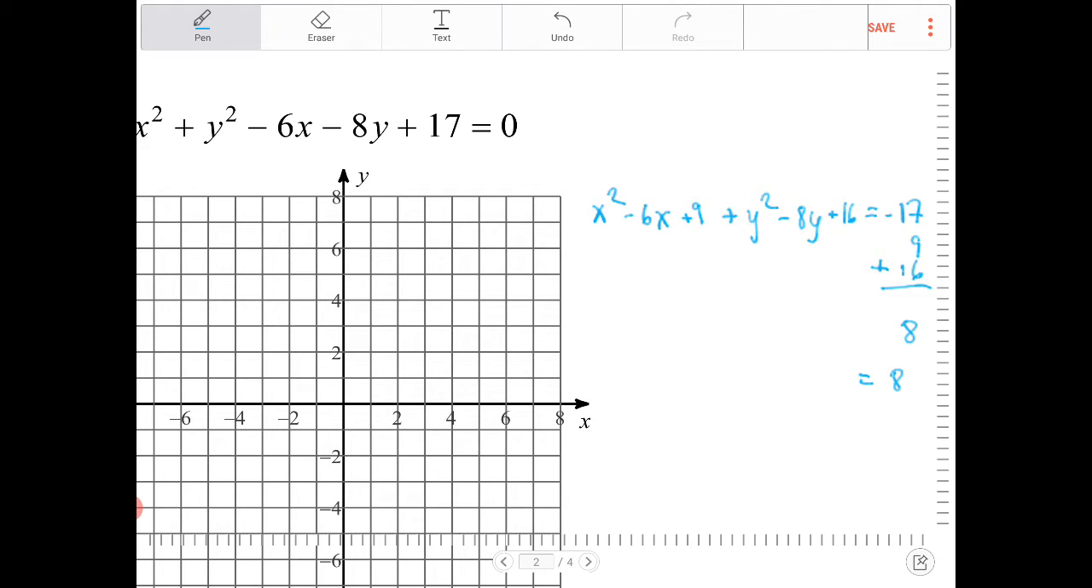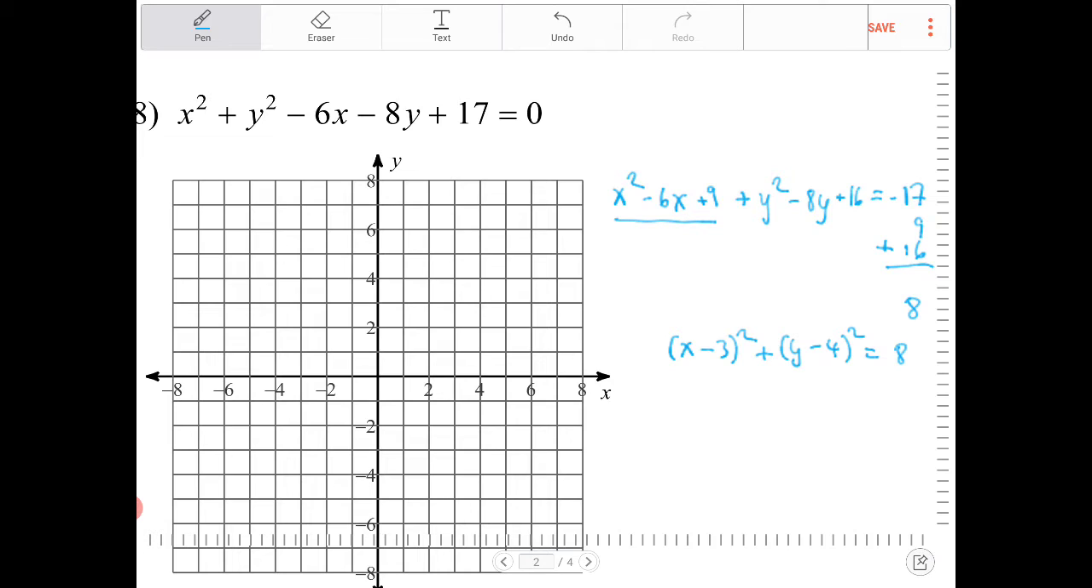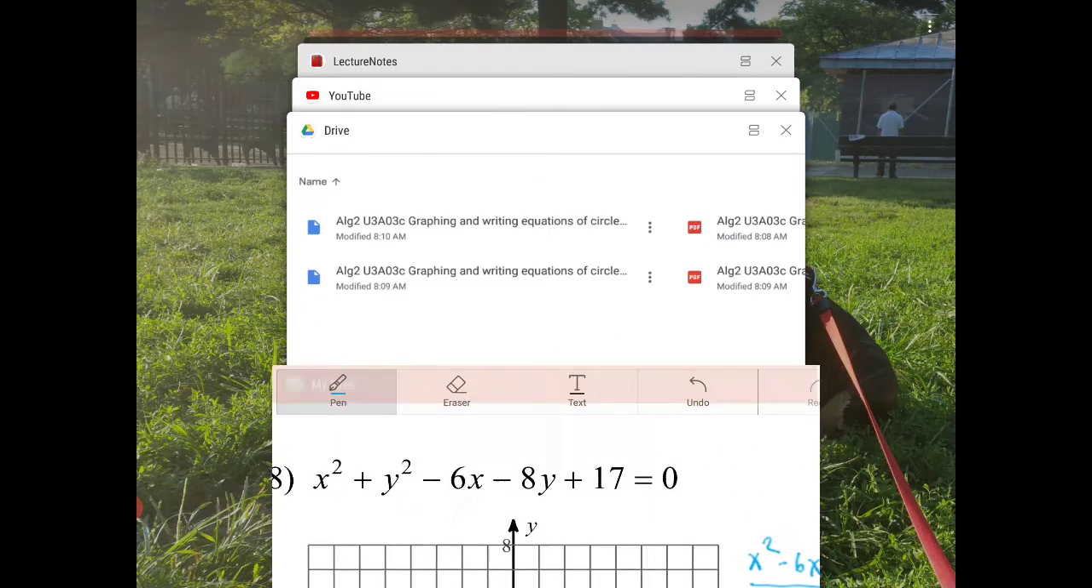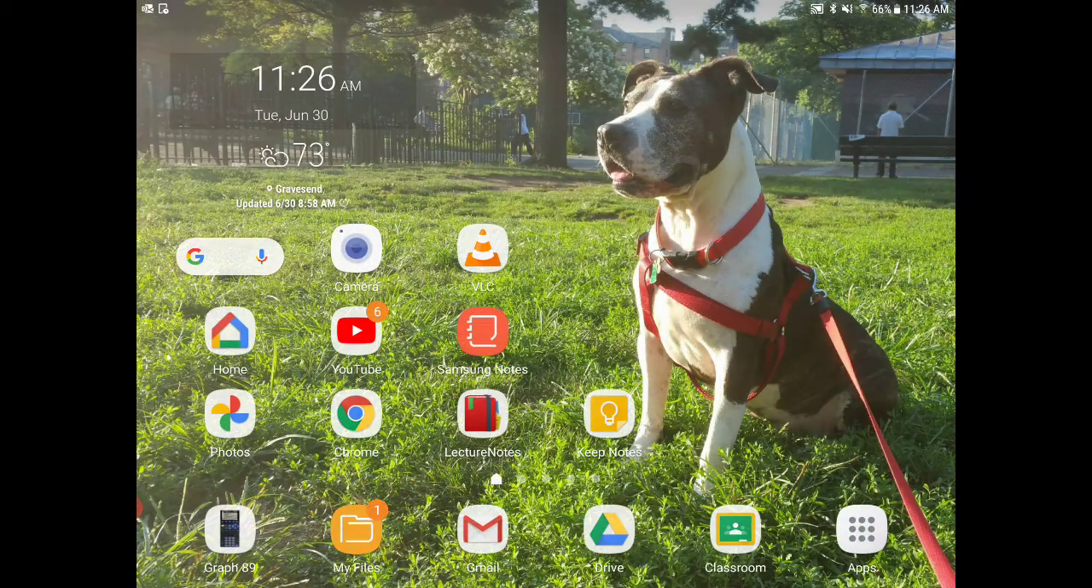So what I'll end up with is x squared minus 6x plus 9, that is x minus 3 squared, and then y squared minus 8y plus 16, that becomes y minus 4 quantity squared, equal to 8. And now I know where the center is. It's located at 3, 4. This one's a little more challenging to draw, I have to admit, because r is equal to the square root of 8 in this case. And what exactly is the square root of 8? The square root of 8 is 2 square root of 2, which is not a nice number, especially for graphing.